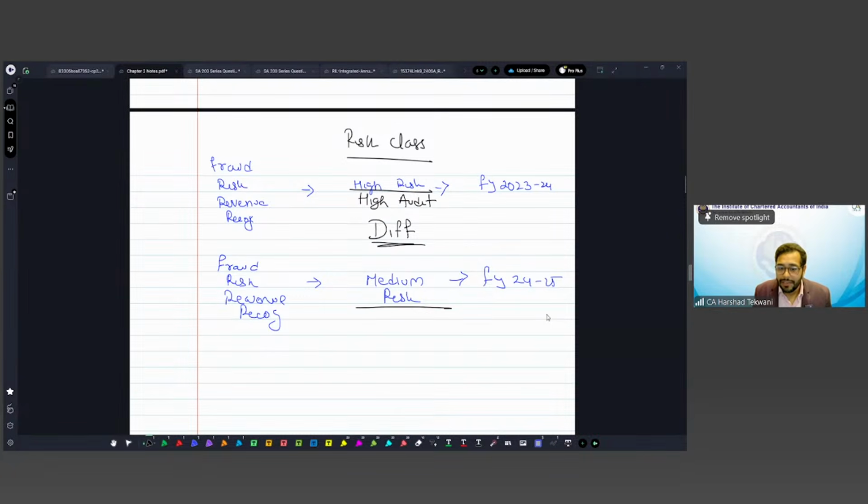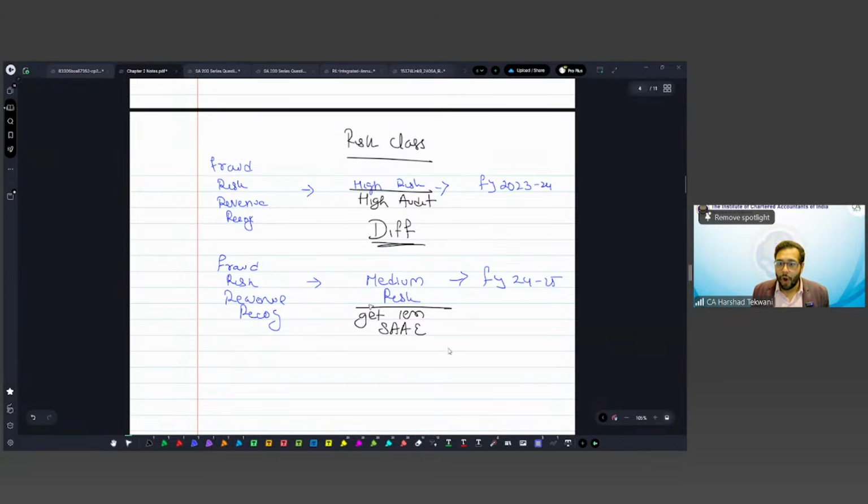When I say medium risk, your procedures are less; you need to get less sufficient and appropriate audit evidence compared to high risk. Higher the risk, higher the audit you are required to do. Lower the risk, lower the audit you will be doing. Clear? So there is a correlation between high risk and high audit. Whenever the risk is high, we will deep dive into the process. Absolutely. So that is the difference it will make.